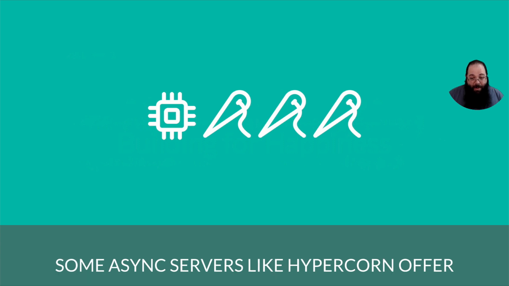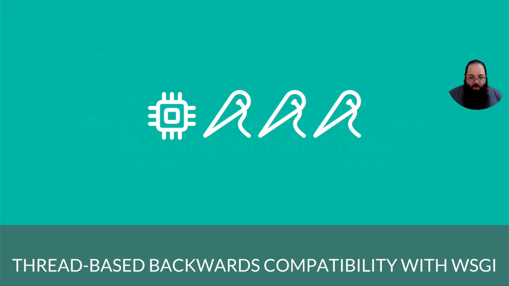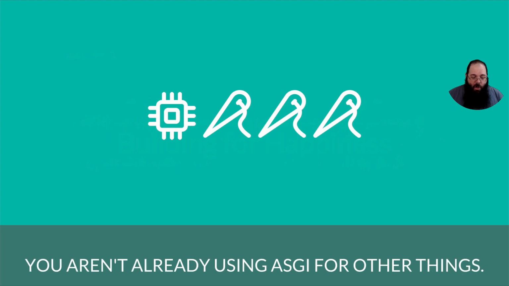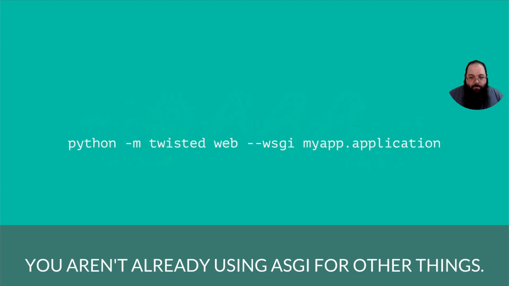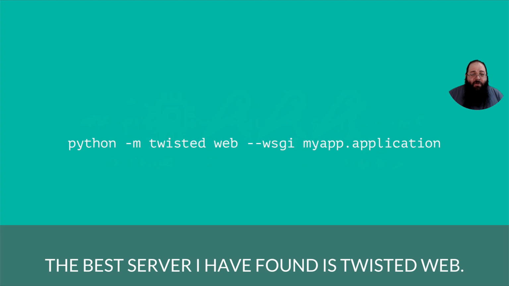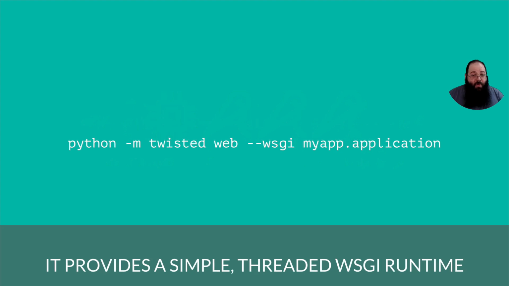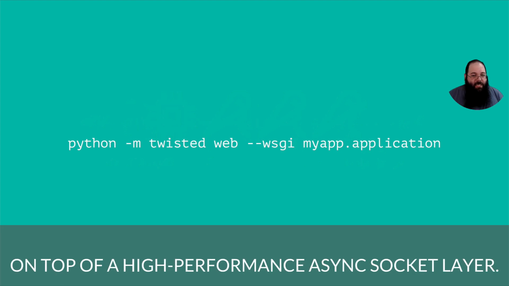Some async servers like Hypercorn offer thread-based backwards compatibility with WSGI, but these are complicated to set up if you aren't already using ASGI for other things. The best server I've found is Twisted Web. It provides a simple threaded WSGI runtime on top of a high-performance async socket layer.